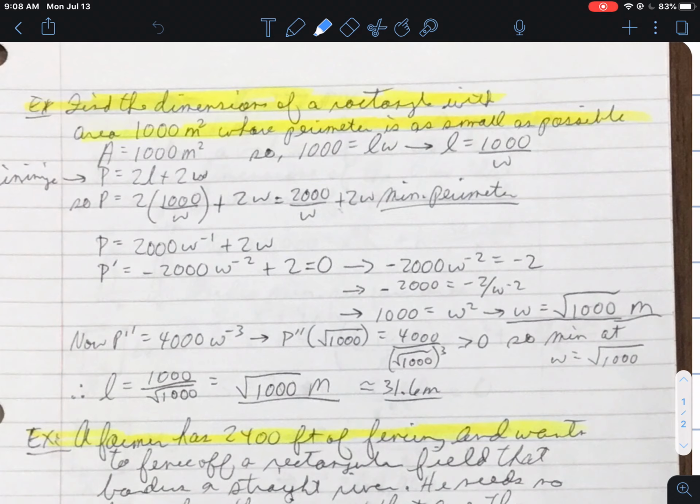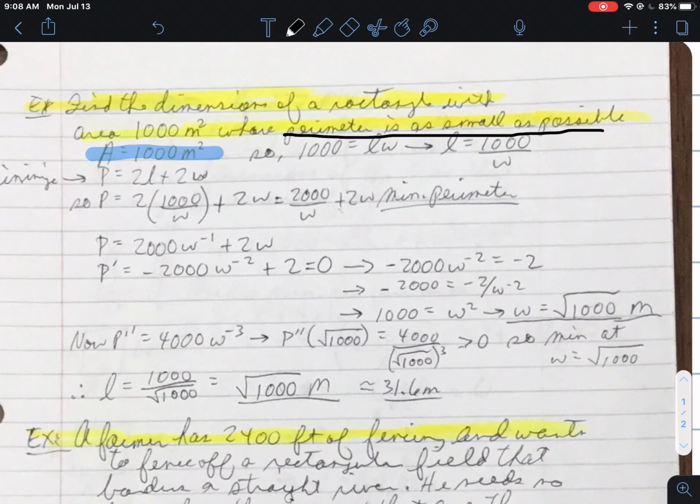All right, so the next one. Here we're asked to find the dimensions of a rectangle with an area of 1,000 square meters whose perimeter is as small as possible. All right, so we're told that the area of our rectangle is 1,000 square meters. We are interested in minimizing the perimeter, right? We want to find the rectangle whose perimeter is as small as possible, right? So always identify what is the quantity that we are minimizing or maximizing.